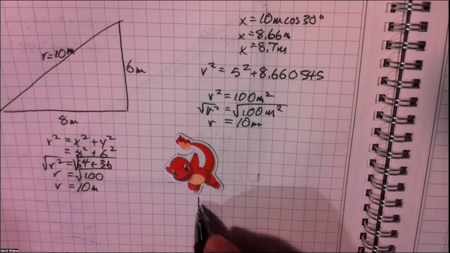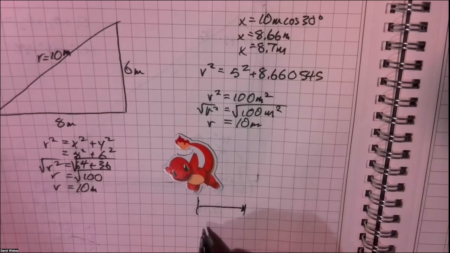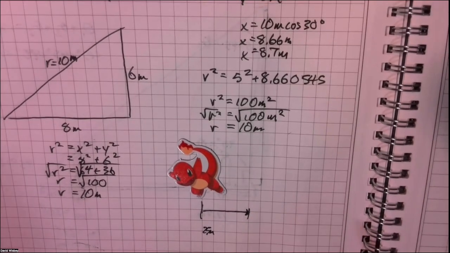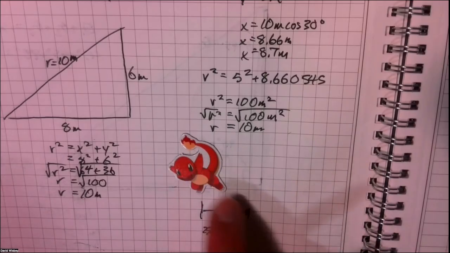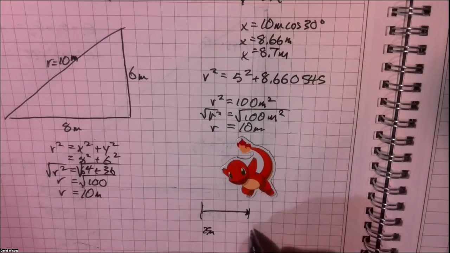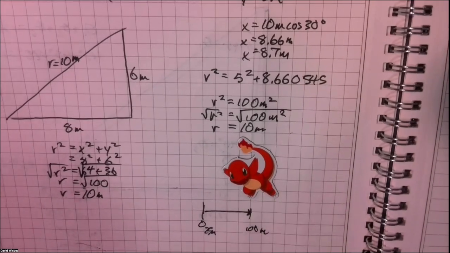It says Charizard goes 100 meters to the right. So he's going to go to the right 100 meters, and we're going to say that each one of these squares is 25 meters. So Charizard goes 100 meters to the right, and so he's over here, he's at 100 meters. We're going to call this position 0.